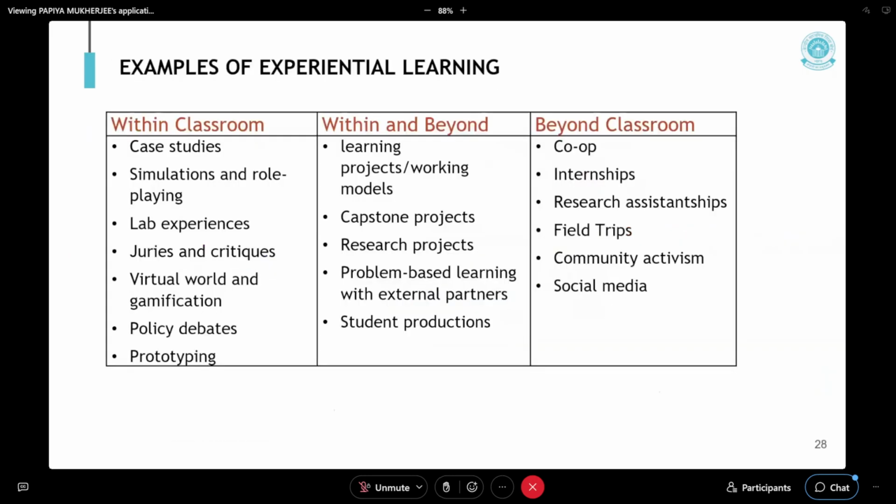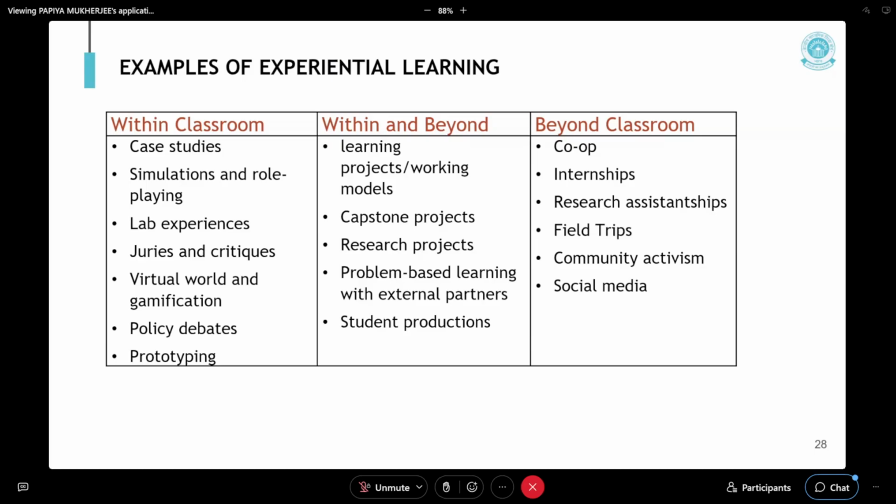When we use simulation and real scenarios that depict challenges, participants will eventually go to a higher level after completion of the course. Some examples of experiential learning within the classroom can be case studies, lab experiences, simulations, policy debates, prototyping, etc. Beyond and within, it can be mixed, that is projects. They have always worked wonderfully well. Research projects, problem-based learning, capstone projects, not very popular here, very popular abroad, where children share the process by which the project has been made, and student production. Beyond classrooms are internships and field trips, which are an amazing tool because they analyze things as they see.